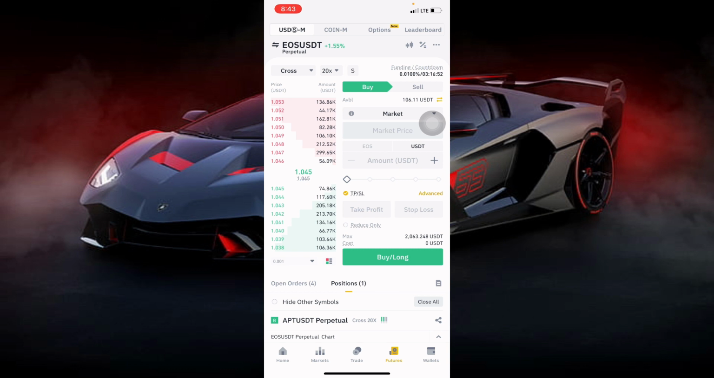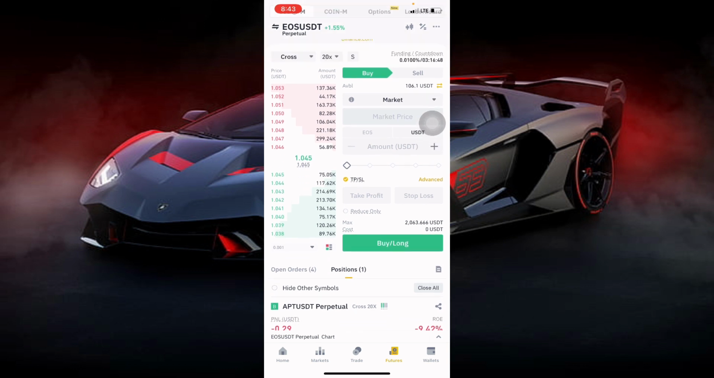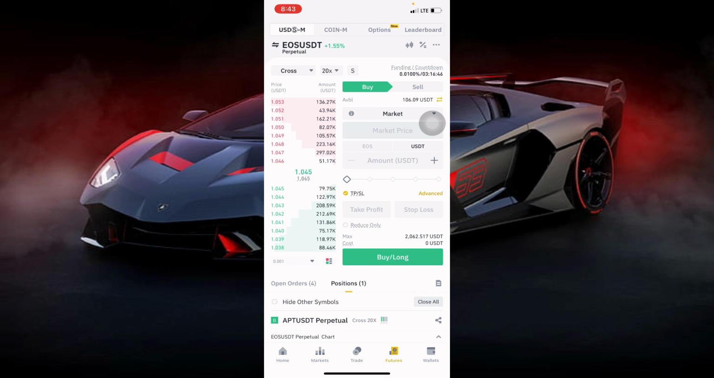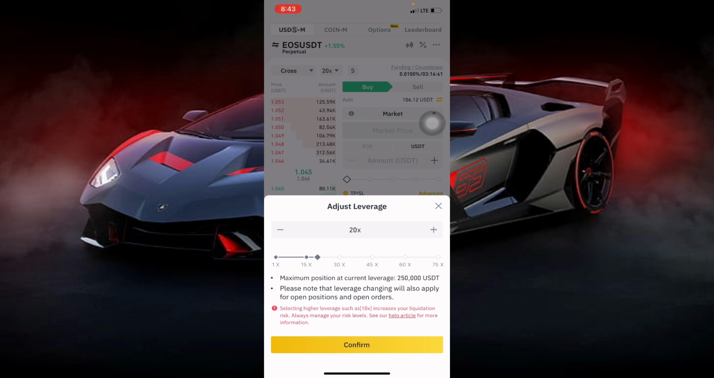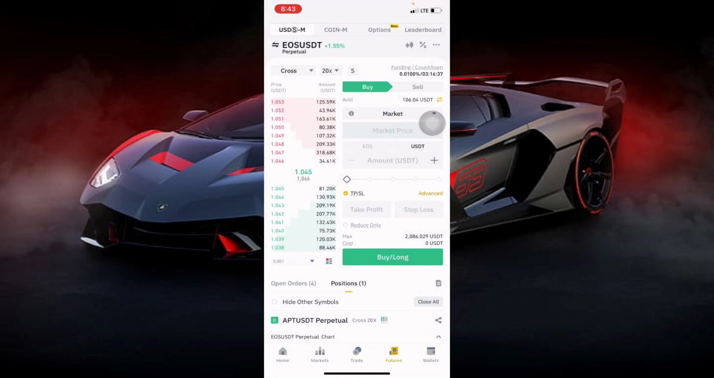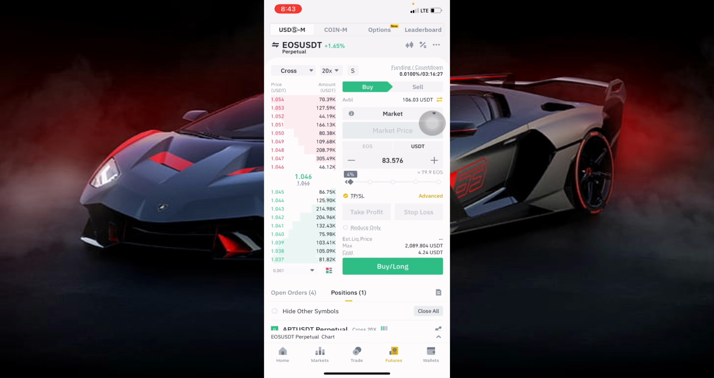Now we are going to edit our cost. The thing that you should be looking at is the leverage. Always make sure that the leverage for the entry is the same. So right now it's 20x leverage. Okay, then we have the entry price and how much you are willing to invest. So now let's say I'm going to invest $4.